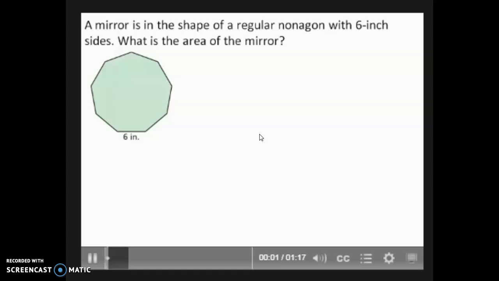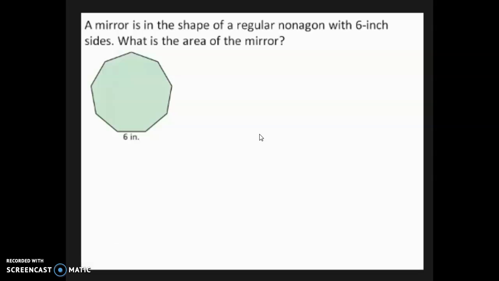A mirror is in the shape of a regular nonagon with 6-inch sides. What is the area of the mirror? The equation for a central angle is given by the central angle equals 360 degrees divided by 9, which equals 40 degrees. Then notice that the segment from the base of the nonagon to the center of the nonagon is an apothem, so the top angles in the two right triangles shown are 20-degree angles.